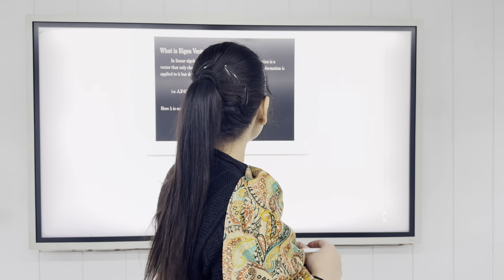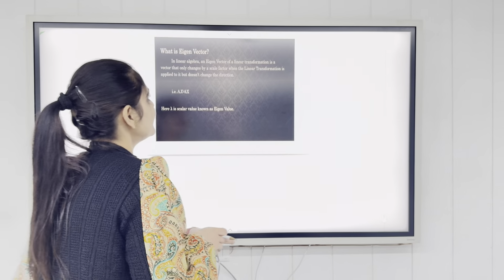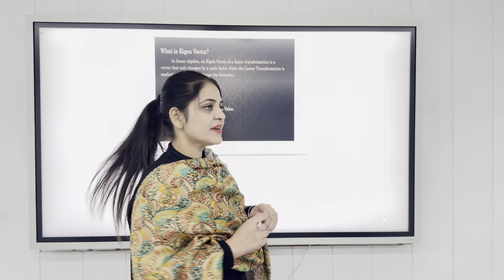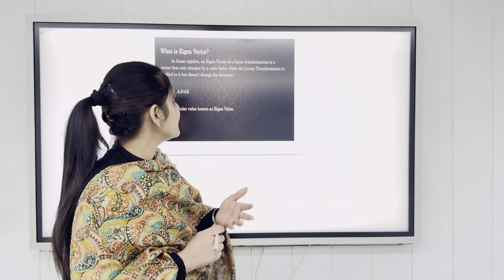Today I am going to explain the topic eigenvalue and eigenvector. In linear algebra, an eigenvector of a linear transformation is a vector that only changes by a scale factor when the linear transformation is applied, and the direction will remain unchanged.